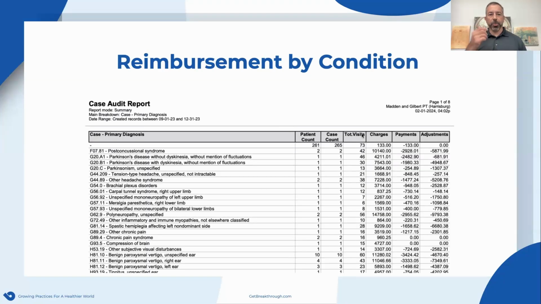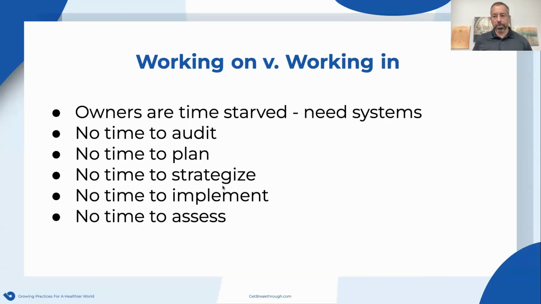Again, I just pulled this. It's a snapshot from our practice. We go through within our EMR and break everything down by diagnosis so we can see. Pretty simple. The other thing that we have to do in order to improve rev per visit are, most of us are time starved. We need systems in place. We have no time to audit, no time to look. We have no time to plan ahead. We have no time to strategize and understand how to move the needle in terms of rev per visit. We have no time to implement and put things into action, and no time to reassess what's working and what's not.